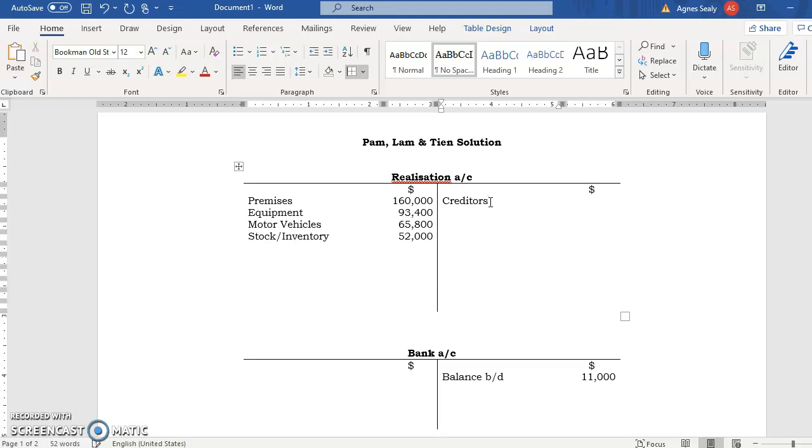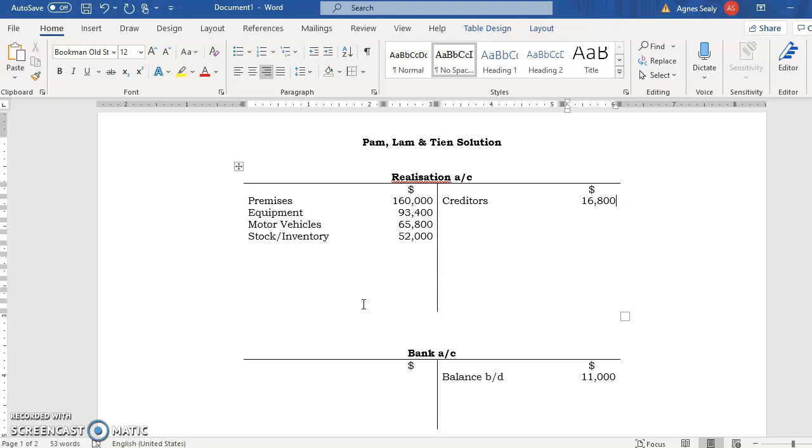So credit realization for $16,800, and the creditors account is debited for the same amount, thus closing that off. Let's look at what else we need to do from our accounting entries with respect to dissolution.